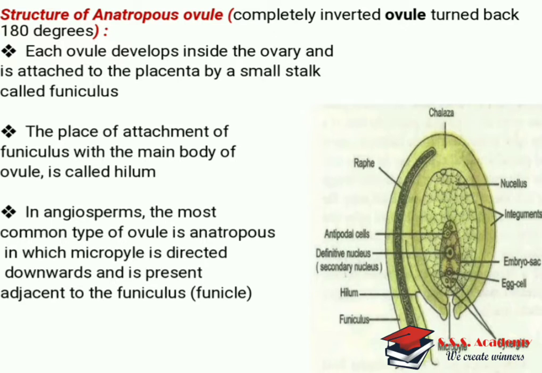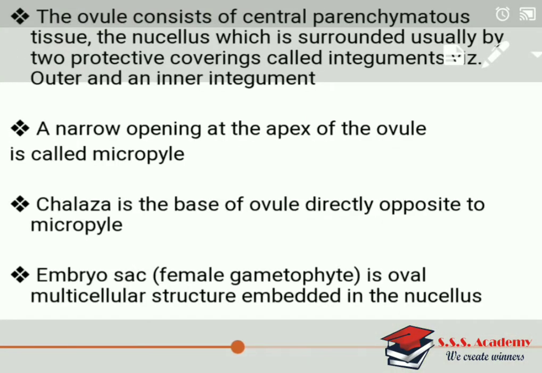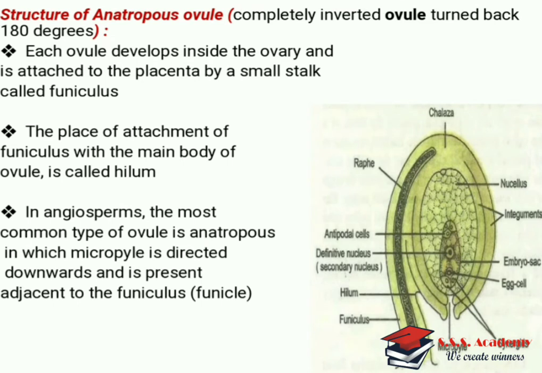In angiosperms, the most common type of ovule is anatropous, in which the micropyle is directed downward and is present adjacent to the funiculus. If you observe the diagram downside, the pore like structure present next to the funiculus is called micropyle. Since the micropyle is directed downward, it is present adjacent to the funiculus.